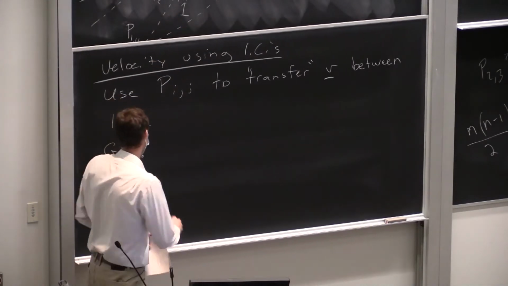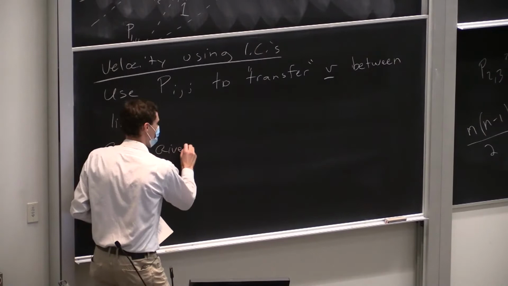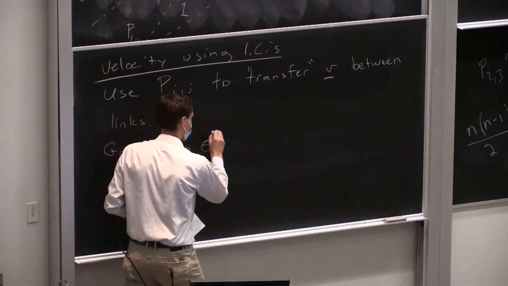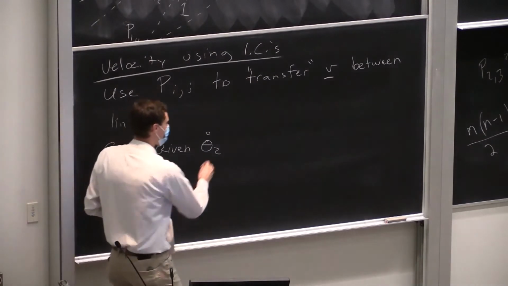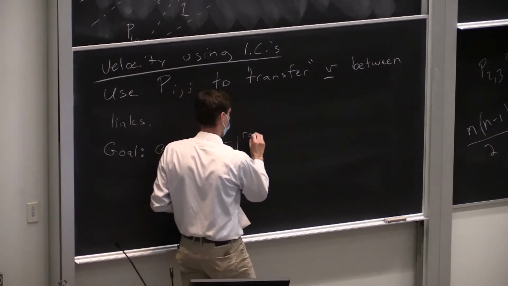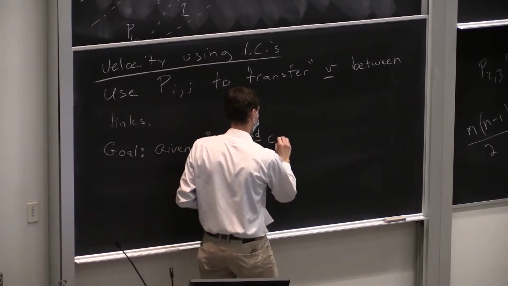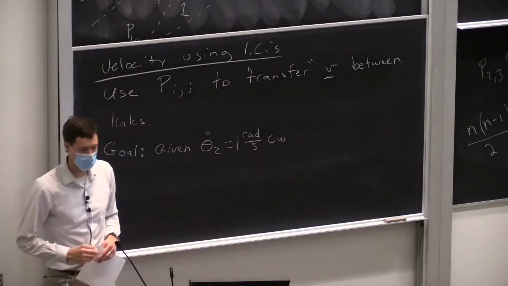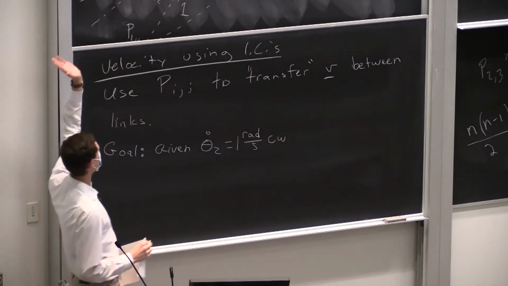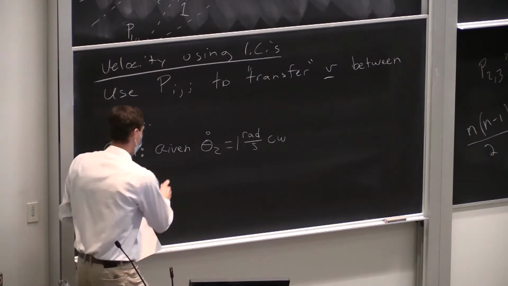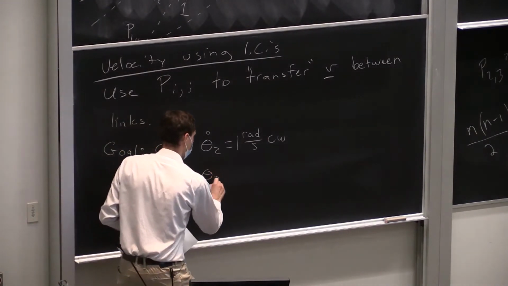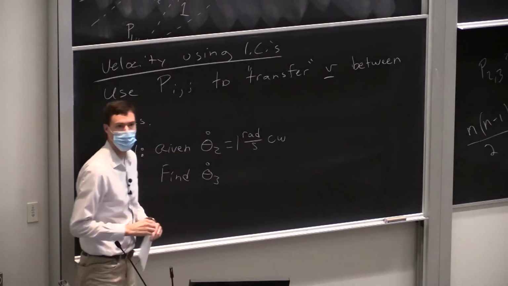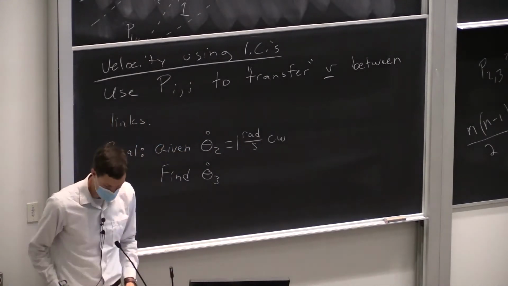A goal could be, given our input speed, theta 2 dot, rotation rate of link 2, let's say it's rotating clockwise at 1 radian per second. Okay, so link 2 is going clockwise at 1 radian per second. Let's find the output rotation rate of link 3. That's a typical analysis problem.